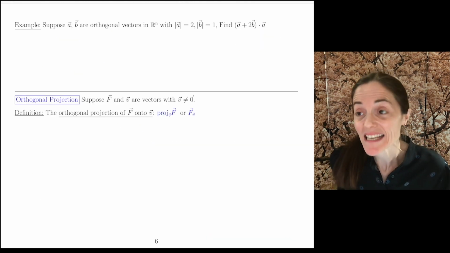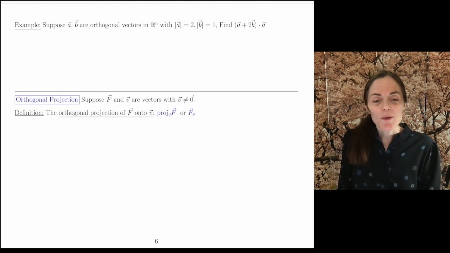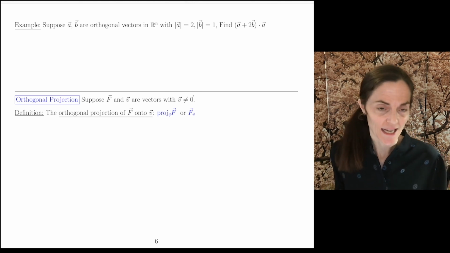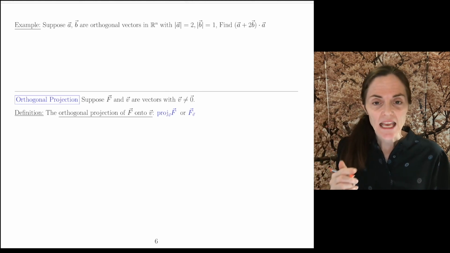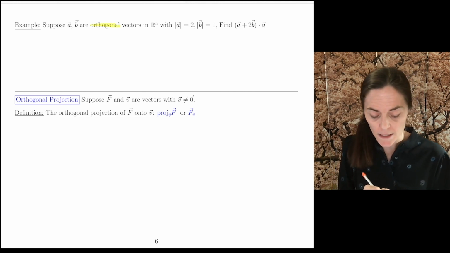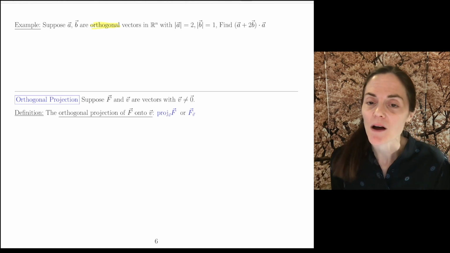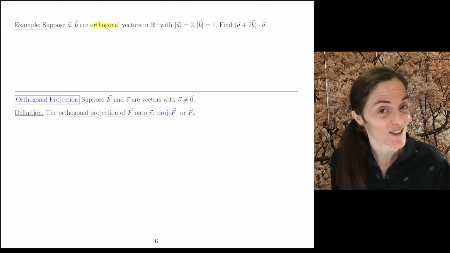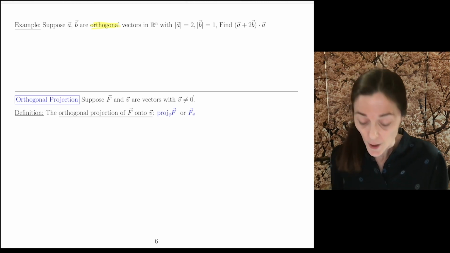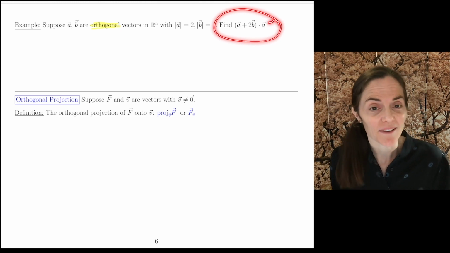Now, let's do one example where we use these properties to calculate something, and then we'll move into the final thing I will discuss in this section, which is called orthogonal projection. So, here's what we're given. A and B are orthogonal vectors, and this word is an important part of the problem. And we're also told the length of A is 2, the length of B is 1, and we want to find this dot product. Immediately, this is a dot product. We are looking for a number, okay?